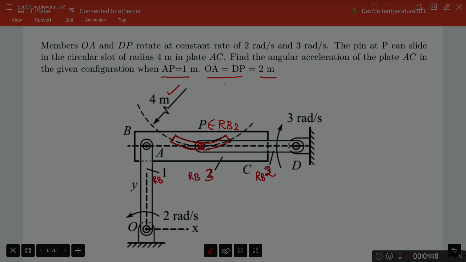In contrast, in this problem, we have an assembly which is constrained on 2 sides, and what we are being asked to find is the angular acceleration of one of the RBs in this assembly. So it is the constraint existing on 2 sides of this assembly, shown on the screen, which is different from what we had in the previous problem.